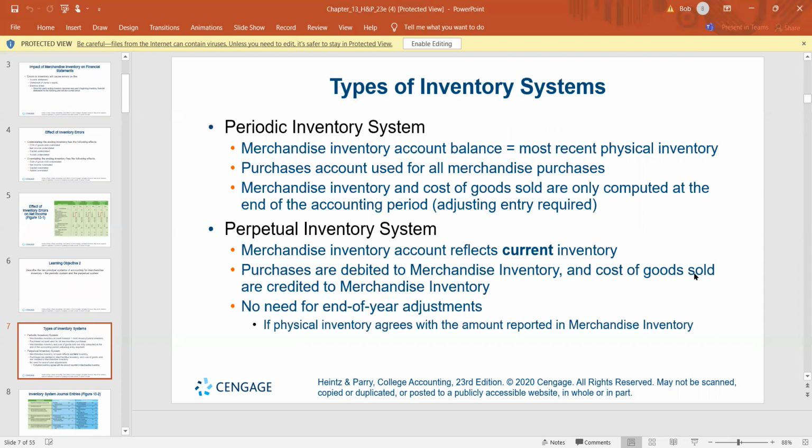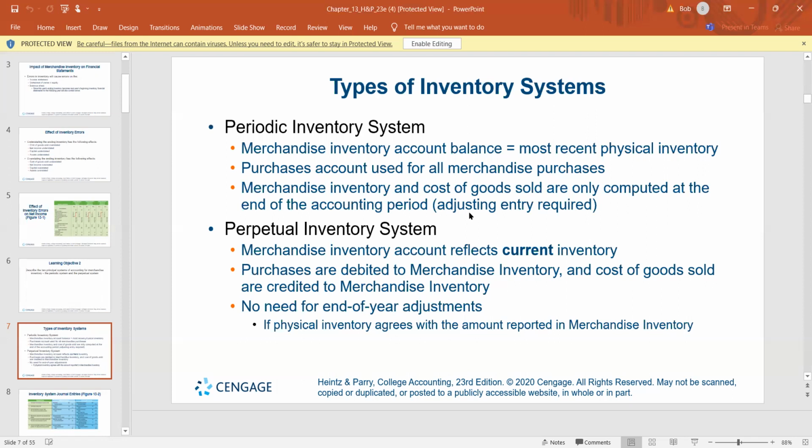Periodic. Merchandise inventory, account balance, most recent physical inventory, okay. Purchases account used for all merchandise purchases. Purchases are a cost. So when you bring in a new inventory item, you are debiting a cost account, and the cost of goods sold is only computed at the end of the month, okay?